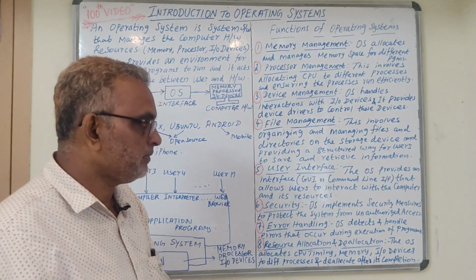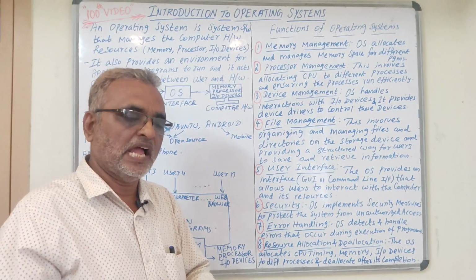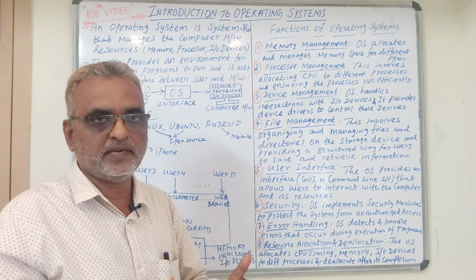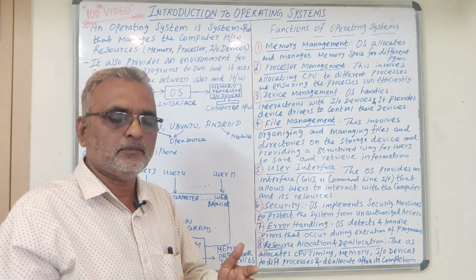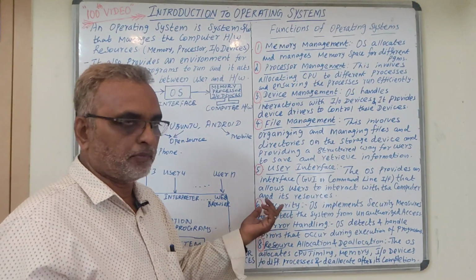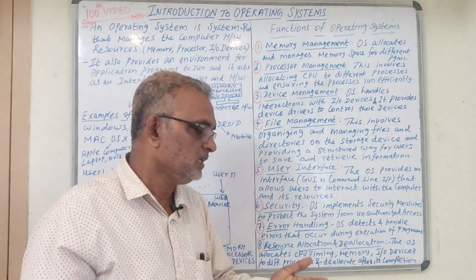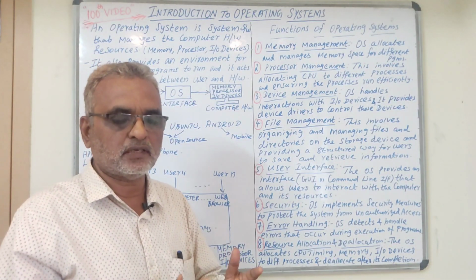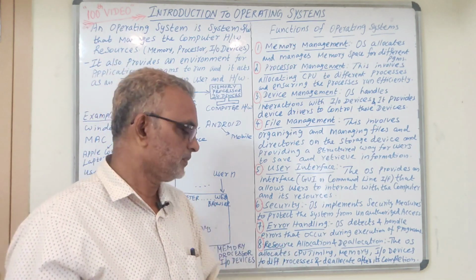The sixth one, security. The operating system implements security measures to protect the system from unauthorized access or users. Normally you can have a separate user ID and a separate password in order to keep our system secure. That is supported by the operating system. Number 7, error handling. The operating system handles the errors that occur during the execution of the program, which protects the system from hanging or crashing, etc.